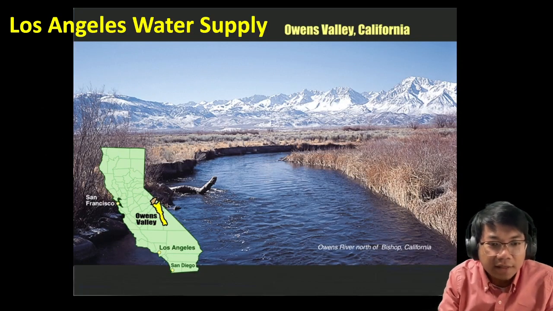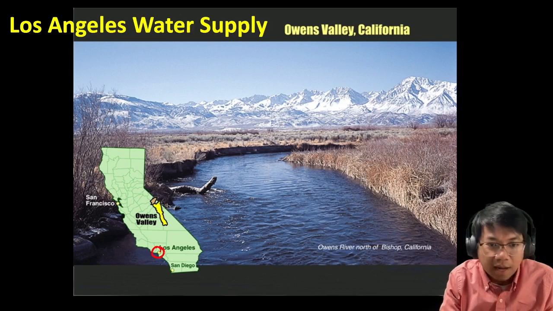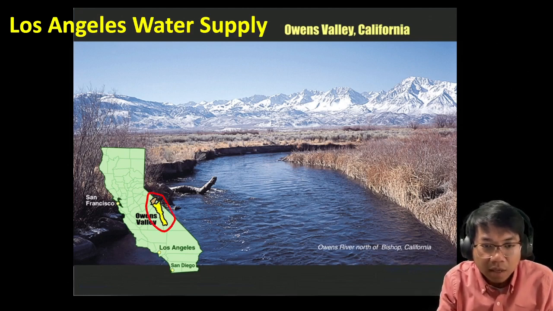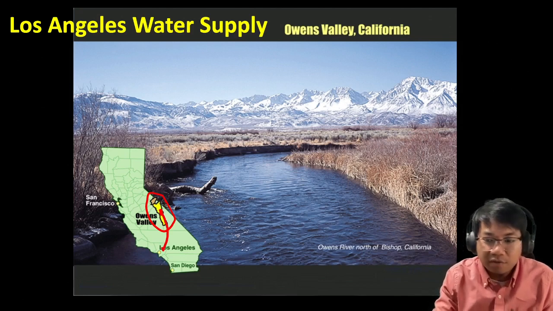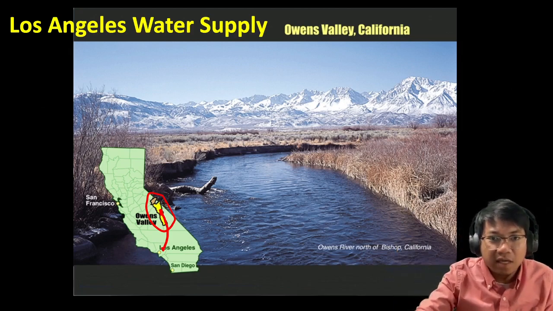So let's take a look at this map right here. This is the location of Los Angeles right there, and they get most of their water coming from Owens Valley right here in the eastern part of the Sierra mountain range. Okay, so what happened here is that they simply built a water line from higher elevation towards Los Angeles, which allows the water to flow from higher elevation to lower elevation in Los Angeles.